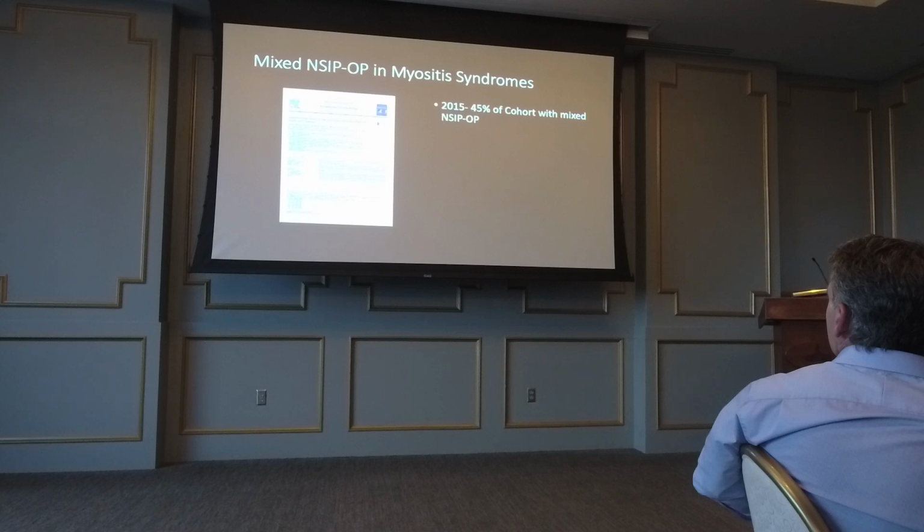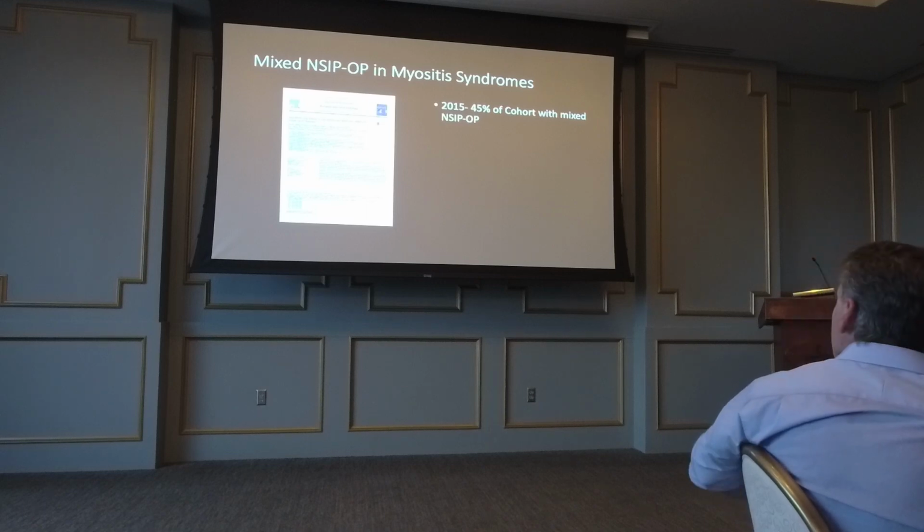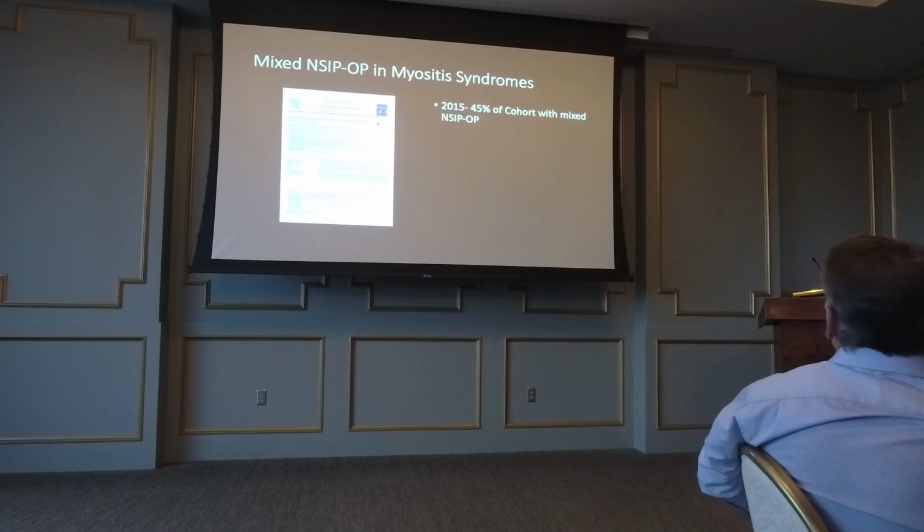So myositis syndromes, like I said, dermatomyositis, polymyositis, and antisynthetase syndrome commonly produce this mixed NSIP-OP pattern. And I'll show you examples of it. The only other thing that really does this is drug reaction. And it's got a different pattern to it. If you were to biopsy them, they would say, yes, this is mixed NSIP-OP, but they look different. So those are really the only two groups that develop NSIP-OP.